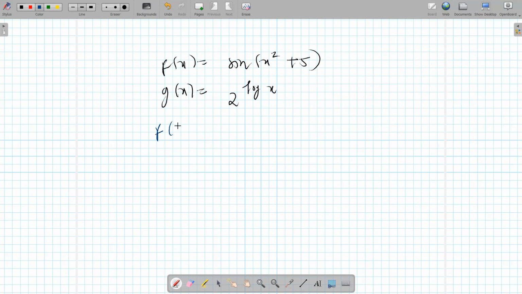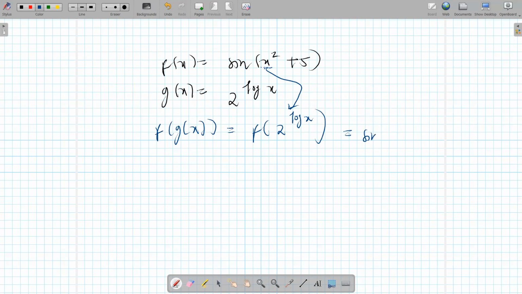So if you want to do f of g of x, we know g of x is 2 to the log x, right? Like that. And we want to find f of 2 to the log x. So what you do is, if you look at what f of x is, there's only one x. You're going to replace that x with what we have in the bracket.